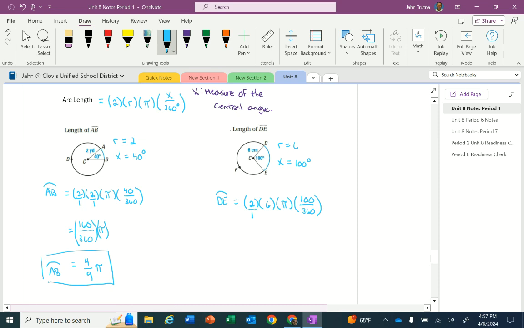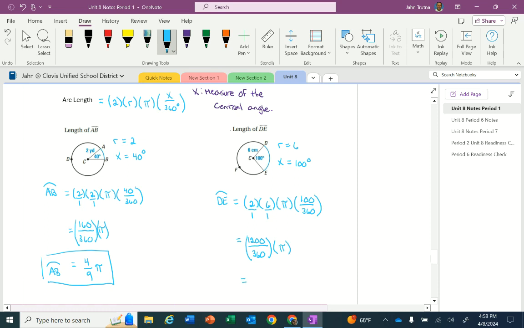Now I think of 2 as 2 over 1. I think of 6 as 6 over 1. You don't have to draw the ones, but it's beneficial if you think of that. And now I'm going to multiply it out. Multiply the numerator numbers. 2 times 6 is 12. 12 times 100 is 1,200. Over 1 times 1 times 360, which is 360. So I get the fraction 1,200 over 360 multiplied with pi.